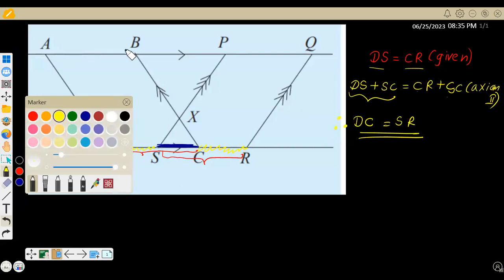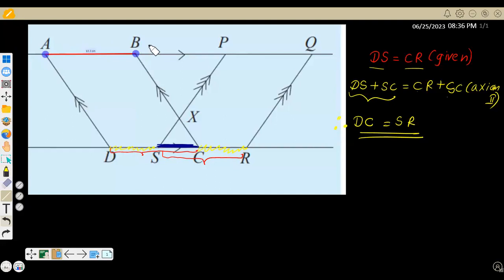AB and XSD. Here is the one pentagon. Why does it say pentagon? Because there are 5 sides. Okay. It is equal to PQRCX.